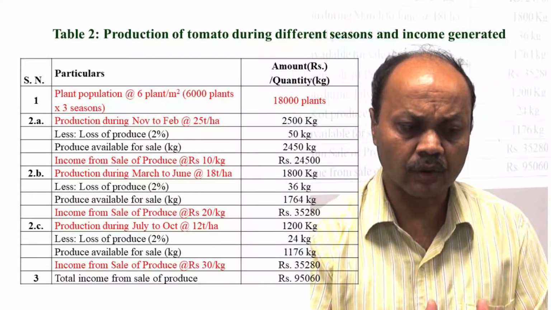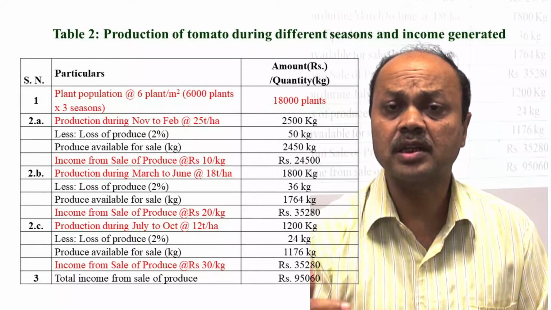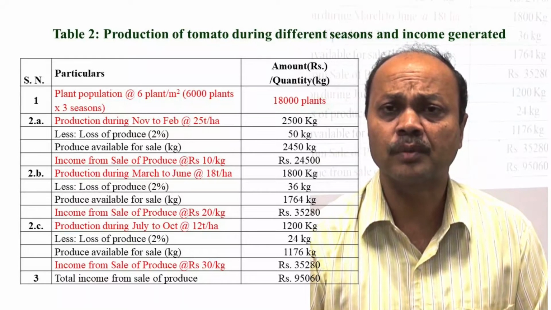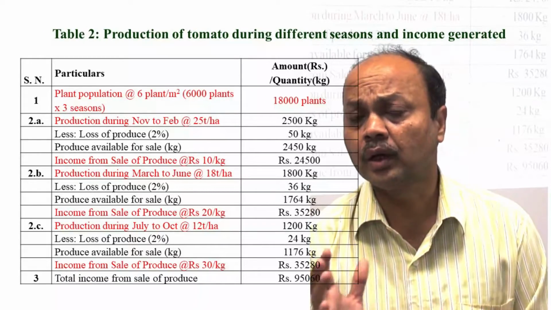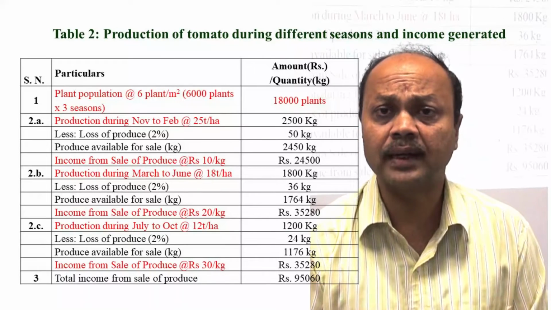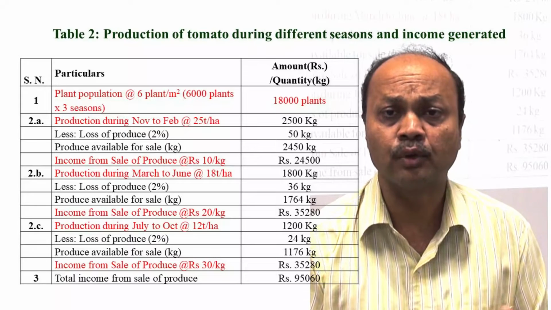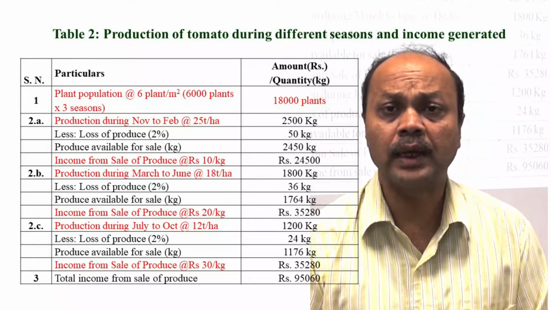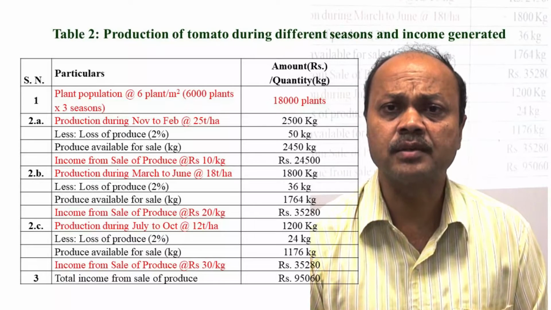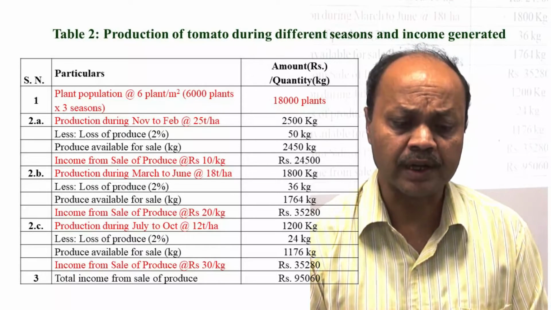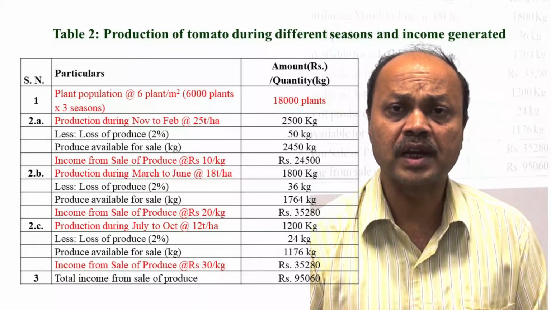And now, production of tomato during different seasons and income generated. As I told, in 3 seasons, round the year, roughly we have taken, because the tomato crop depends upon variety, microclimate, so many factors. But if we do it diligently, we can take 3 crops, okay? During November to February, which is the winter season, in conventional cultivation we have taken 15 tons average. India's productivity is around 22 tons per hectare. And because the sale price during winter is low, we have taken 10 rupees per kg.